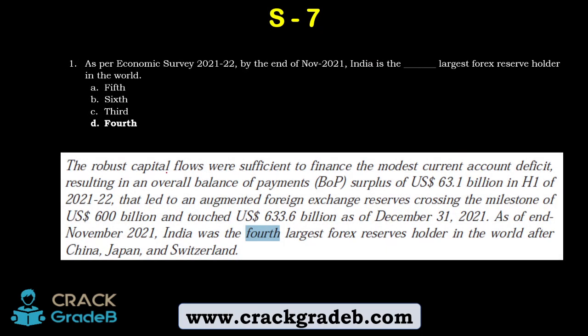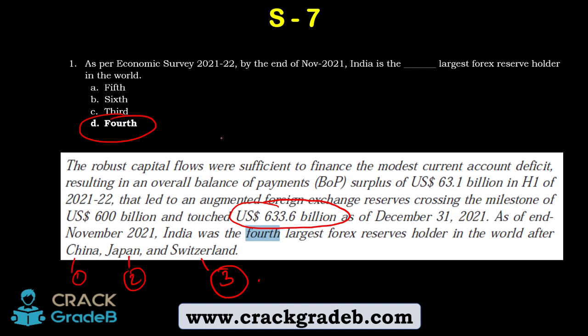The answer is fourth largest. So it is behind whom? It is behind China at number one, Japan at number two, Switzerland at number three. Right? And you see, on December 31st, 2021, it's 633.6 billion US dollars that was the forex reserve with the Reserve Bank of India.